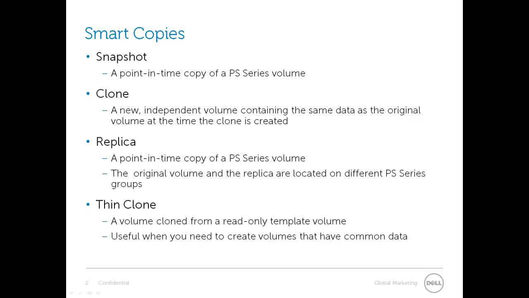A replica smart copy is also a point-in-time copy of a PS series volume. However, in this case, the original volume and the replica are located on different PS series groups. A thin clone smart copy is a volume cloned from a read-only template volume. Thin clones are useful when you need to create volumes that have common data.